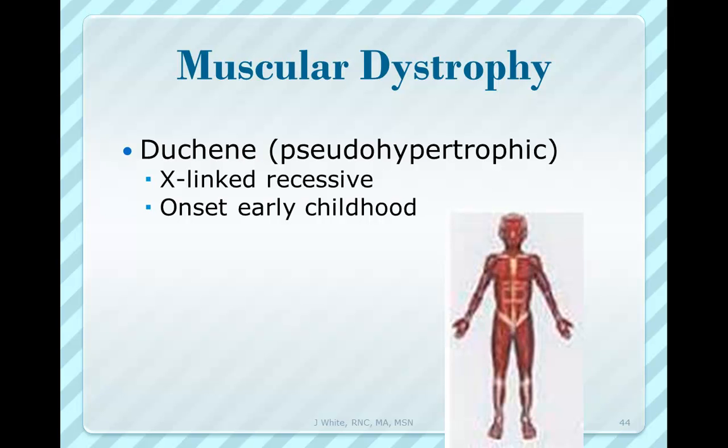Then Duchenne, and this is really the only one I expect. There are others, okay, but this is the only one I expect you to understand fully. Other than knowing that muscular dystrophy is a group of disorders, I want you to know Duchenne is the most common. It is pseudohypertrophy. It's a false enlargement. In Duchenne's muscular dystrophy, the muscles are replaced by fat. Fat is bigger than muscles, so the child looks very large, very muscular, but in fact, they're not. Inherited sex-linked recessive, carried by the mother, affects the male. Onset's early childhood.